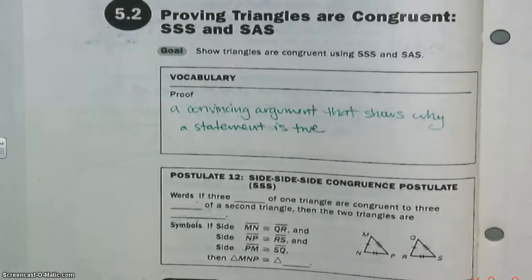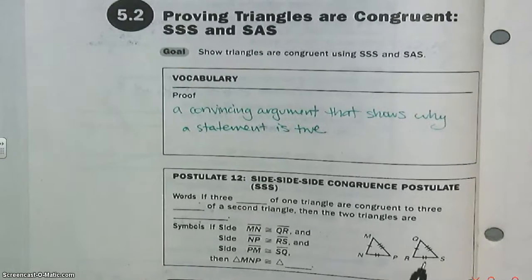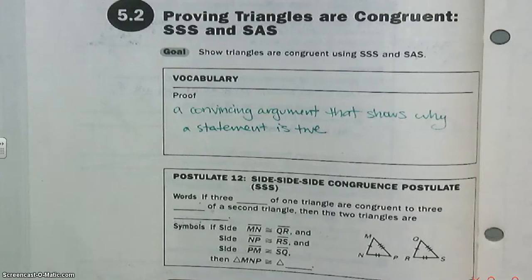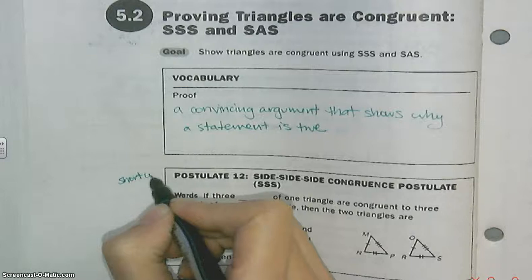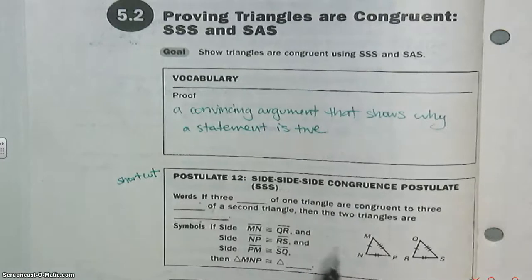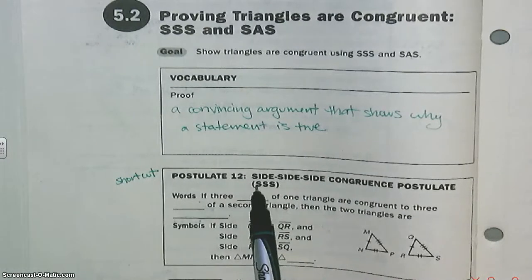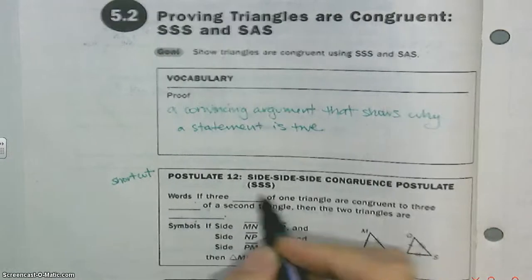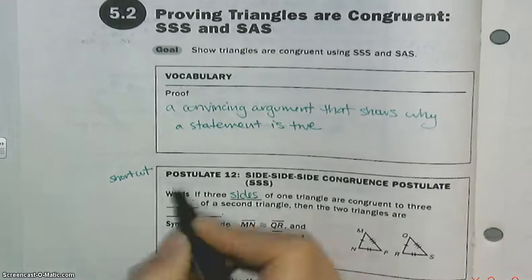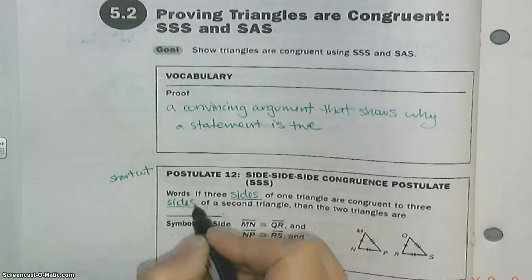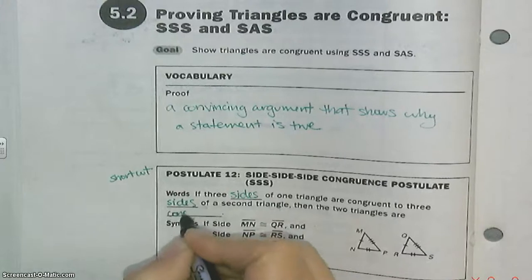So previously, when we were looking for two triangles that are the same, we had to check all three sides and all three angles. Well, that's a lot of work. So we have a shortcut. Our first shortcut is, instead of looking at all three sides and all three angles, we just have to look at three sides. This is called SSS. If three sides of one triangle are congruent to three sides of another, then the two triangles are congruent.